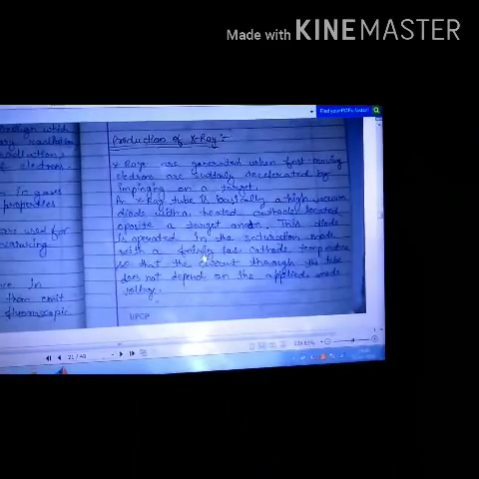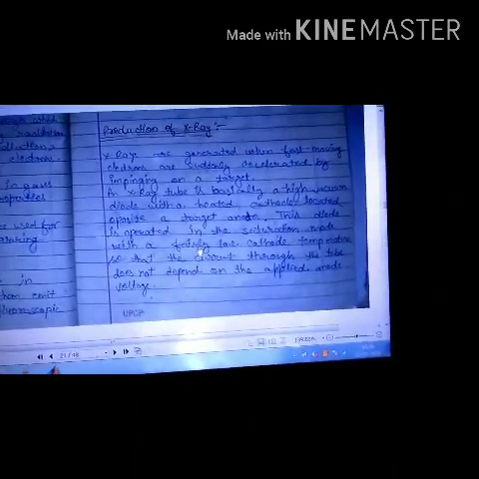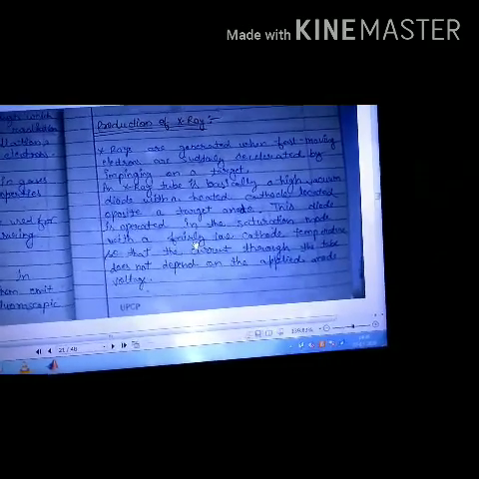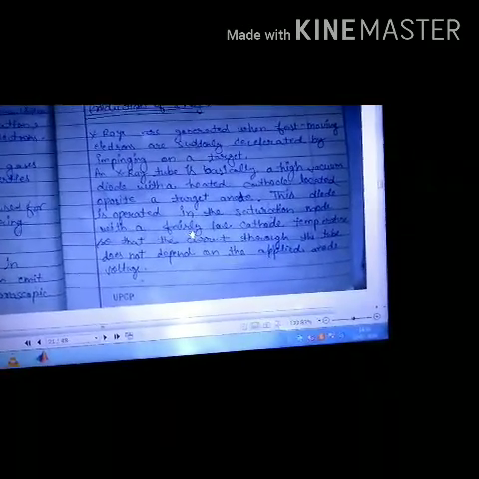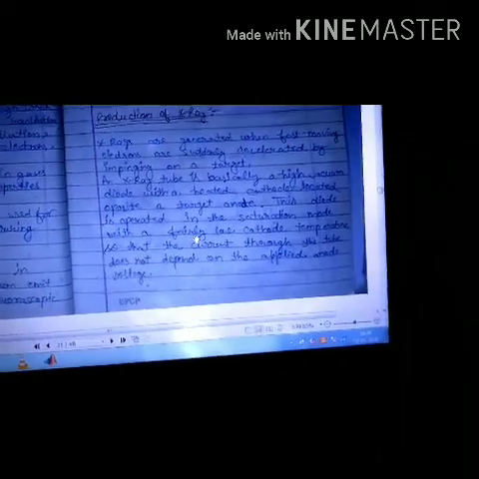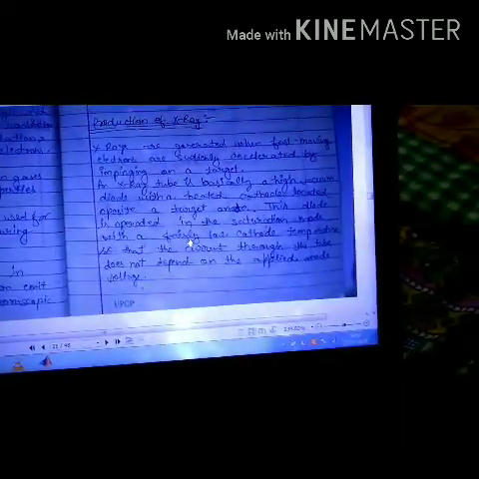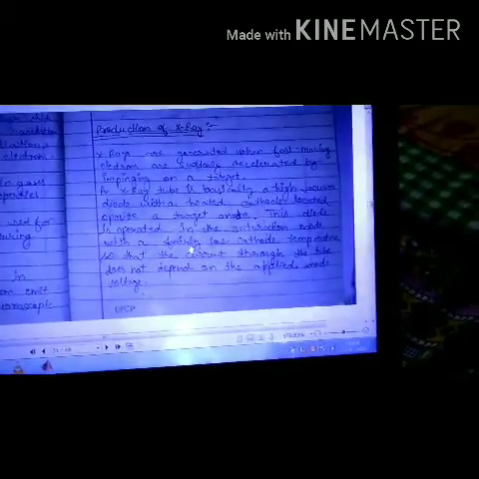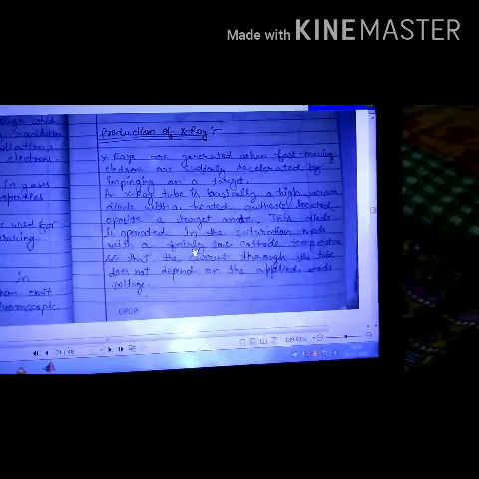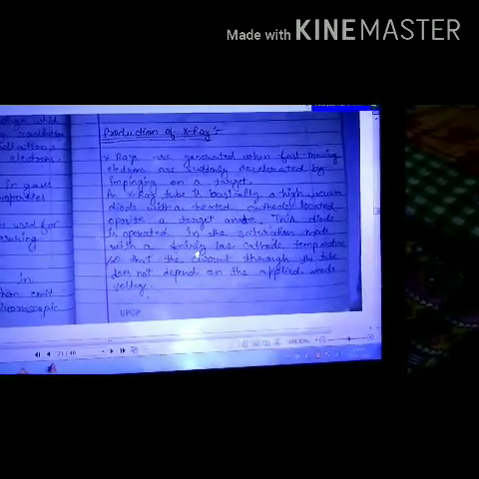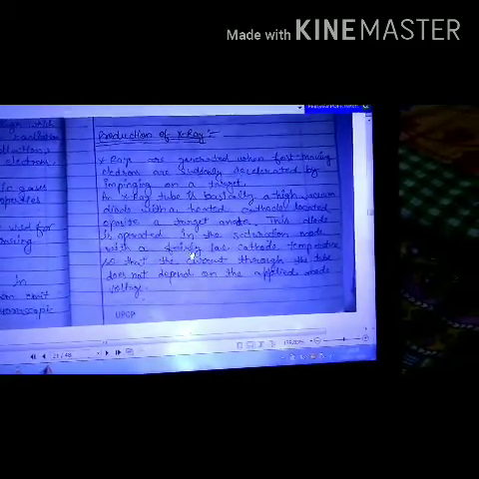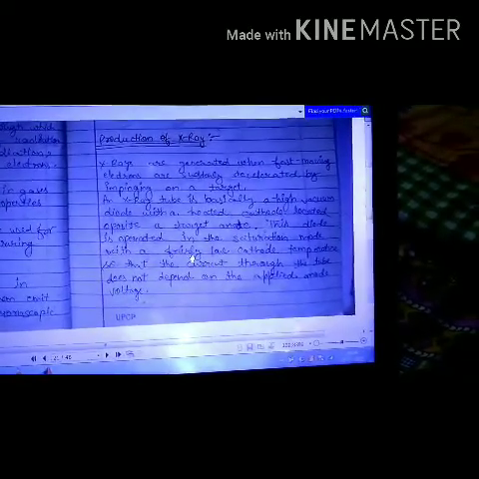Now this diode is operated in the saturation mode with a fairly low cathode temperature, so that current through the tube does not depend on the applied anode voltage. Okay, so it forms a sort of a diode. It is operated in saturation mode, with a fairly low cathode temperature. Now this is because we do not want the effect of anode voltage on the current values.